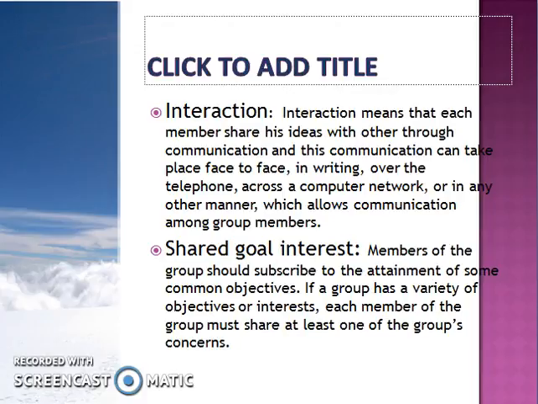Next is interaction. Interaction means that each member shares his ideas with others through communication, and this communication can take place face to face, in writing, over the telephone, across a computer network, or in any other manner which allows communication among group members. Shared goal interest. When we talk about a group, people work together for a common goal. They have a shared goal to work for.